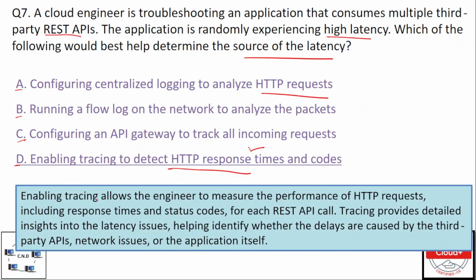So enabling tracing allows the engineer to measure the performance of HTTP requests, including response times and status codes for each REST API call. Tracing provides detailed insights into the latency issues, helping identify whether the delays are caused by the third-party APIs, network issues, or the application itself.